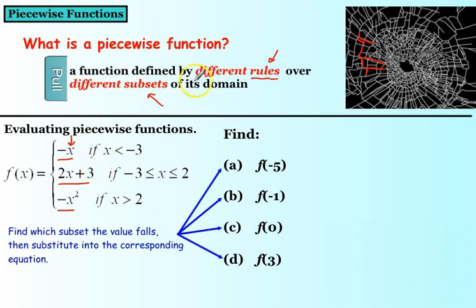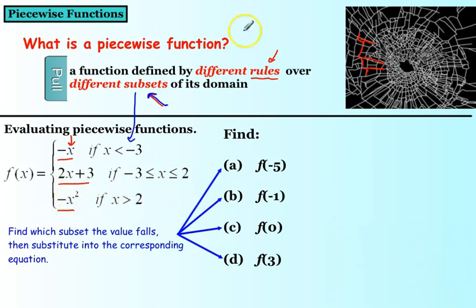Now the second part is over different subsets. This rule, negative x, is only used if we're talking about x values that are less than negative 3. So this is the subset for this rule. 2x plus 3, that equation, is only used if we're talking about x values that are between negative 3 and 2. So this is the subset for this rule.